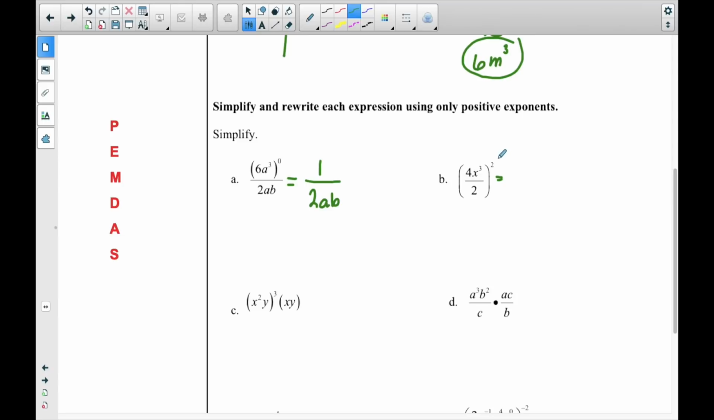This next one, again, you can think of it as distributing that second power, or you can think of it as times itself twice. But that's going to give me a 16 x to the 6th over 4. And then I need to simplify that. The way I do that is my 16 and 4 reduce down to just 4x to the 6th.